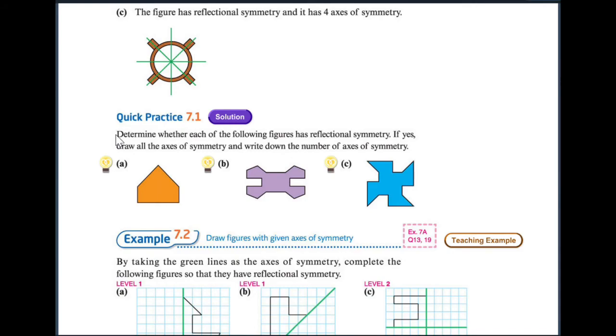Answers of the quick practice. The first question, of course, is your 7.1. And have a look on the questions first, I mean the keywords. You have some tasks to do.